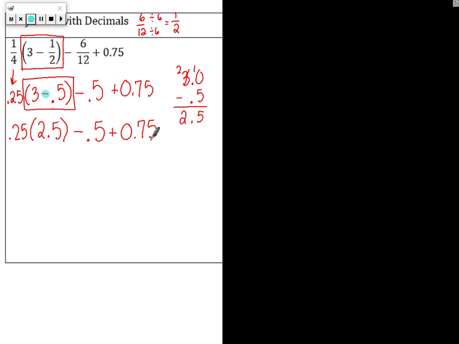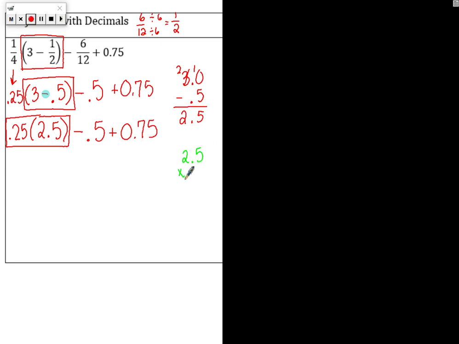The next step in our order of operations is to check for any more parentheses, but there are none. And then we would check for exponents, but there are none. And so then my question to you is, what would you do next? If you said to multiply 0.25 by 2.5, you are correct. I'm going to show that multiplication right now.